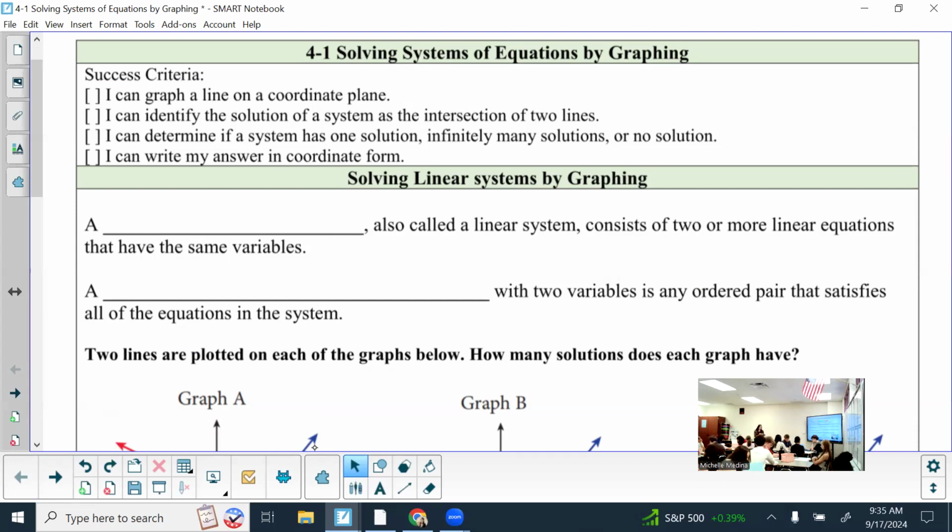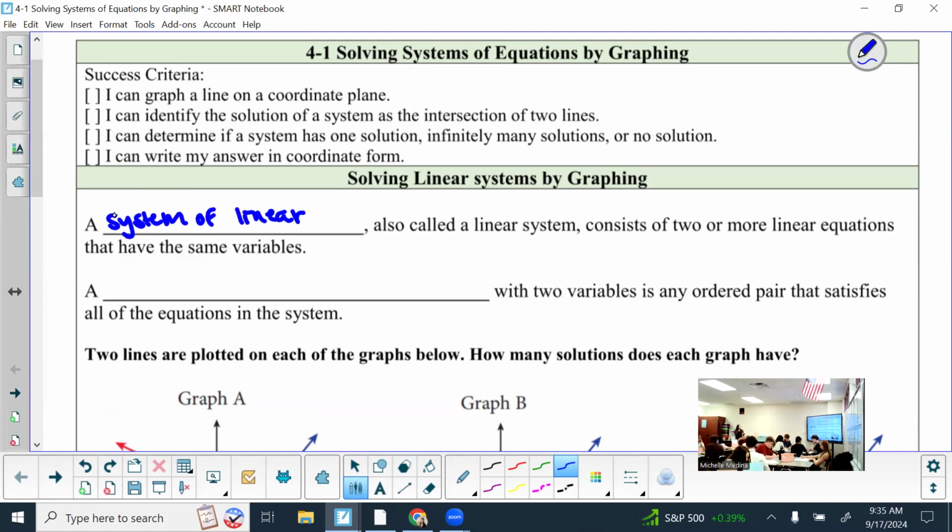So we have a system of linear equations. A system of linear equations, also called a linear system, consists of 2 or more linear equations that have the same variables.